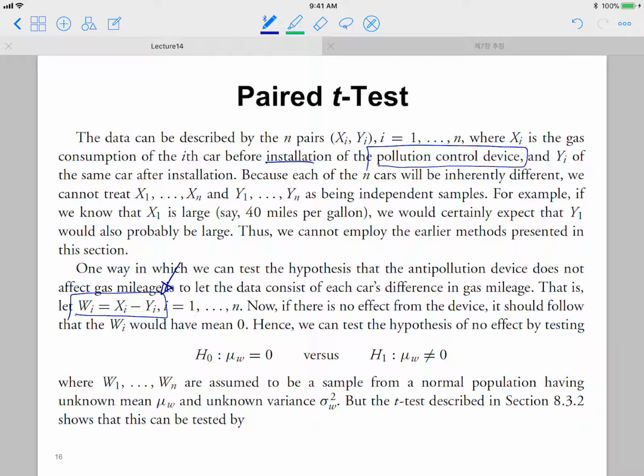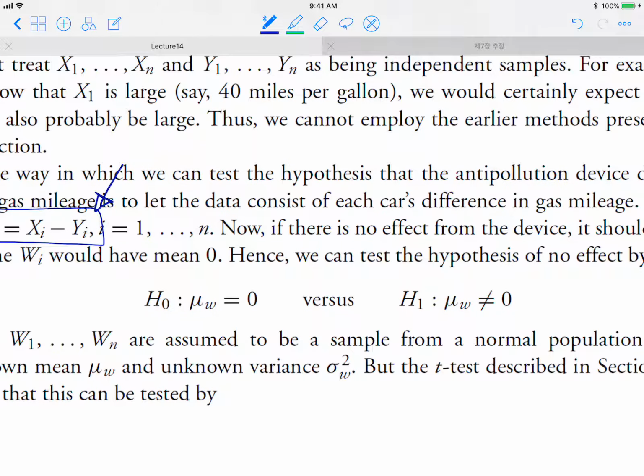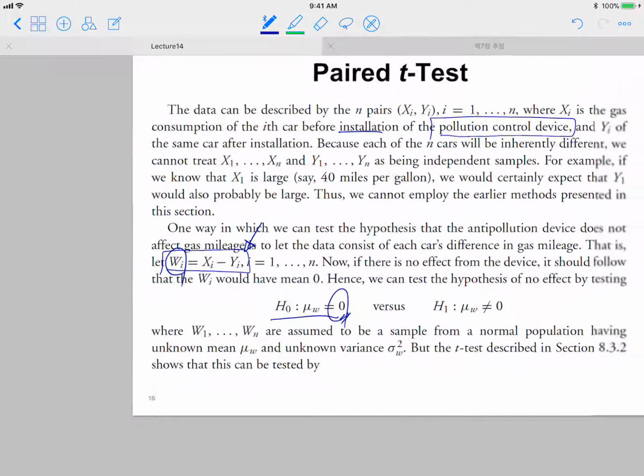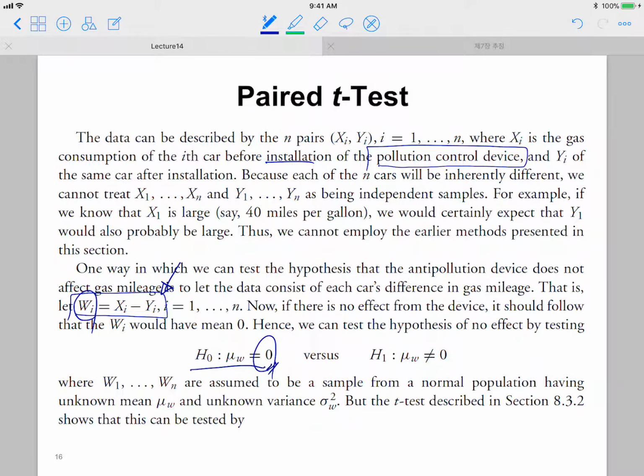After computing these differences, we can now consider them as a single population or single sample. Then the hypothesis we are interested in testing is whether the mean of these differences is 0 or not. The remaining story will be the same, so it's an easy thing.